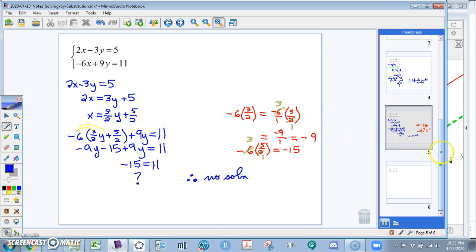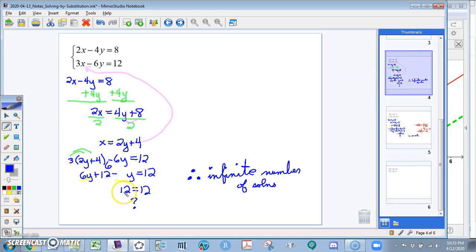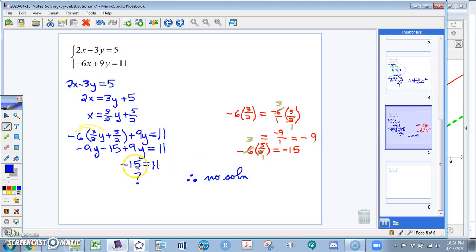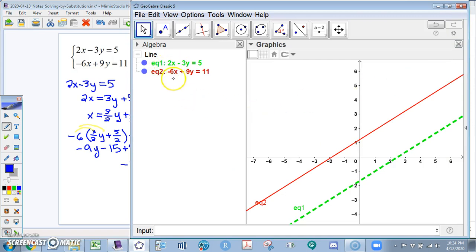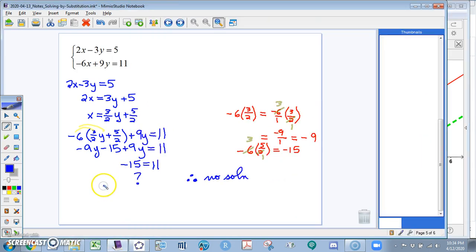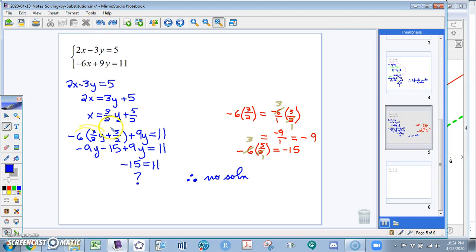So that shows you a couple of possibilities that could happen. You get that a number equals itself, which is always true. There's a lot of choices for x and y that will make that happen, so you get an infinite number of solutions. Or you get a nonsense statement like negative 15 equals 11, and that is your hint that there is no solution. But I very strongly recommend that you're using some sort of graphing software, Desmos or GeoGebra, to graph your equations and check your points of intersection and to check your solutions on your systems of equations.